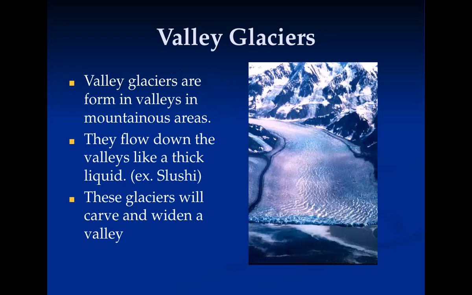So valley glaciers are formed in valleys in mountainous areas. So in the valley, so valleys, peaks, okay? So they flow down the valleys like a thick liquid, kind of like a slushy, because a slushy is thick, right? But it's still liquid. So these glaciers will carve and widen an actual valley. So valley down here, peaks or mountains up here.